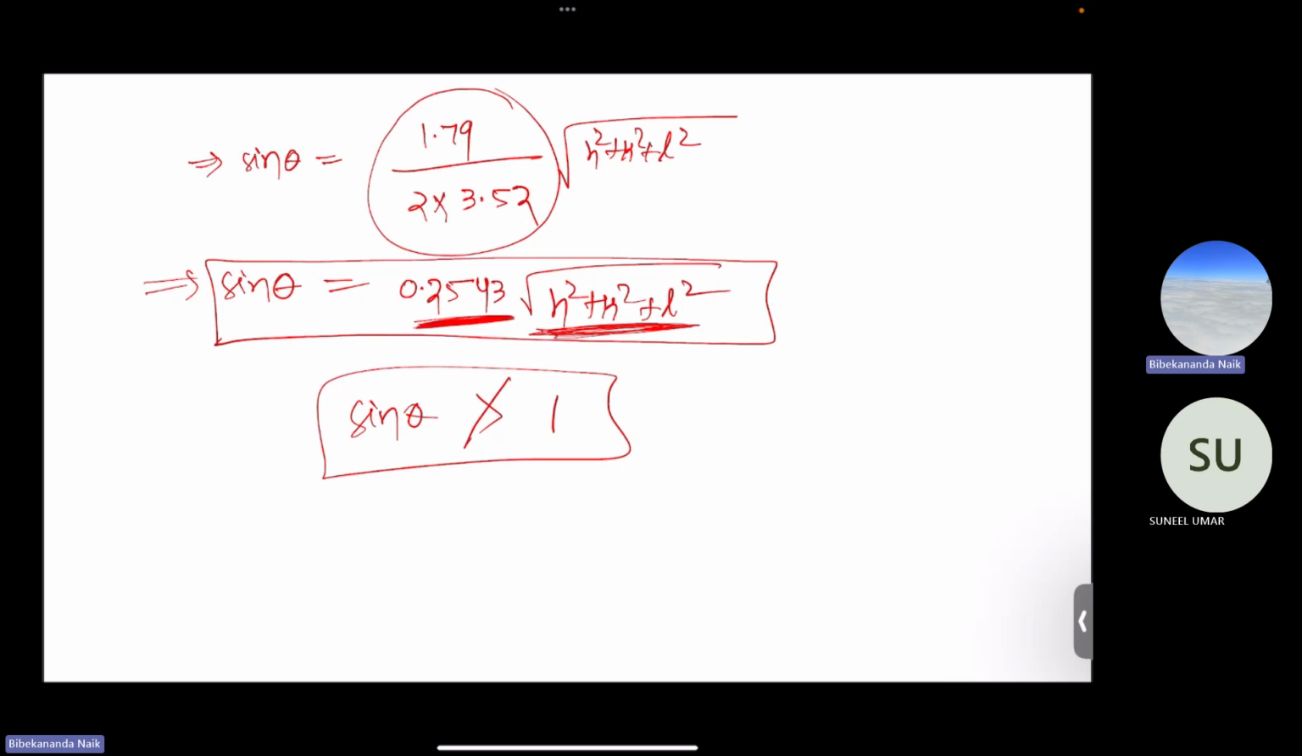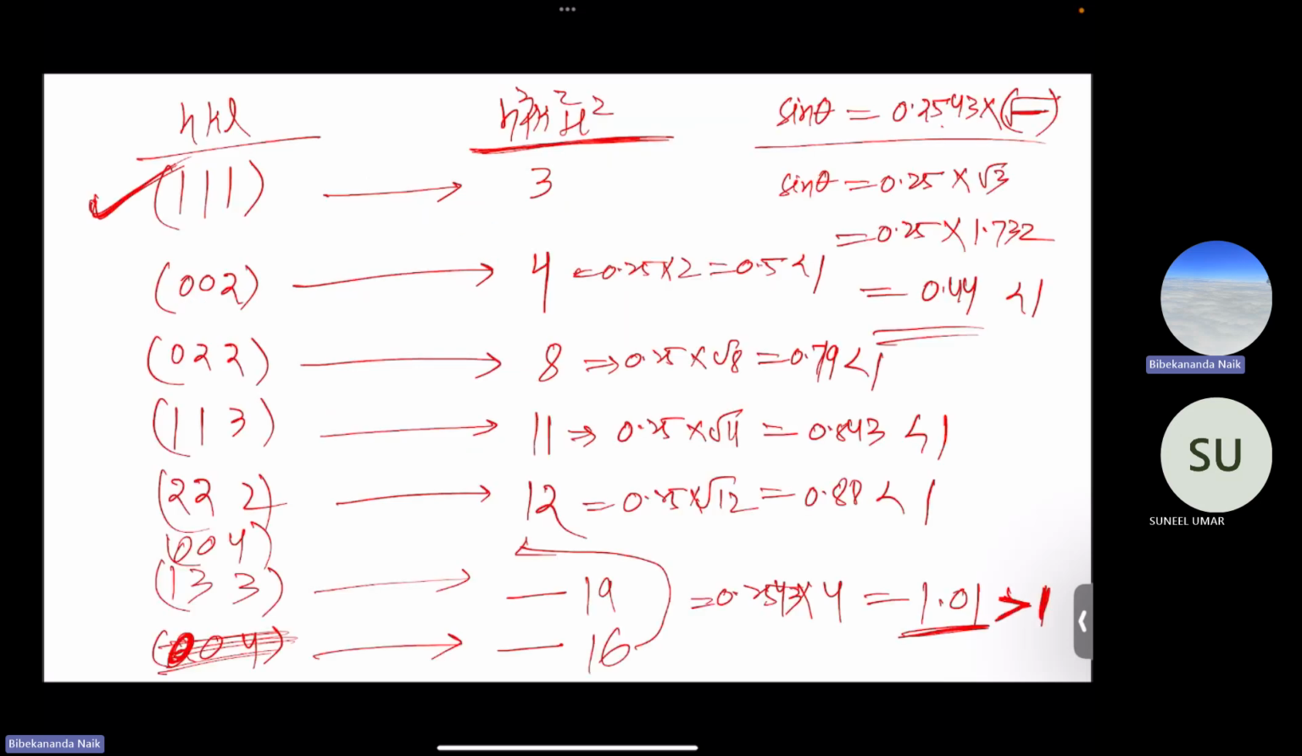So here, if you calculate, sine theta is 0.2543 into the square root of h square plus k square plus l square. Here it is 3, so 0.2543 into root 3 is 0.44, which is less than 1. Similarly, 0.2543 into root of 4 is 0.5. Then root of 8 gives 0.719, then 0.843, then 0.88. But for 004, the value is 16, root of which is 4. So 0.2543 into 4 is greater than 1, which is 1.01.